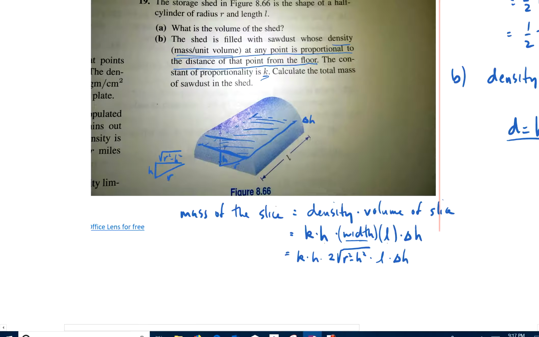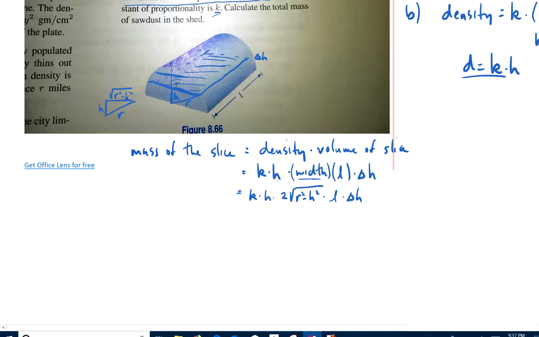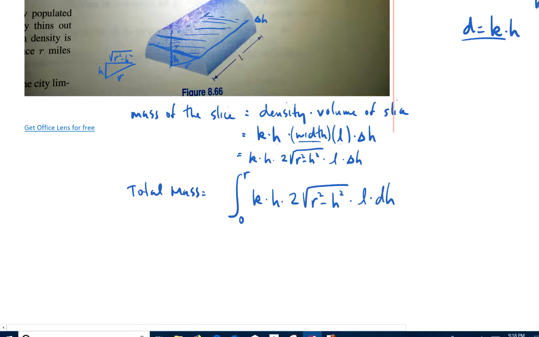Alright, now if I want to add up all those masses, the total mass is going to be the integral, h goes from 0 all the way up to r, of k times h times 2 square root of r squared minus h squared times L dh. Okay, so let's see if we can do this. Everything's in terms of our variables. I know it doesn't have numbers, but just keep things straight. Our variable is h. So I can factor out a 2kL, and I just have the integral from 0 to r of h times the square root of r squared minus h squared dh.